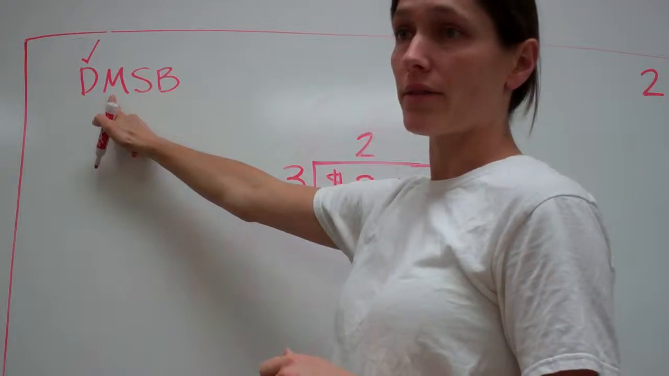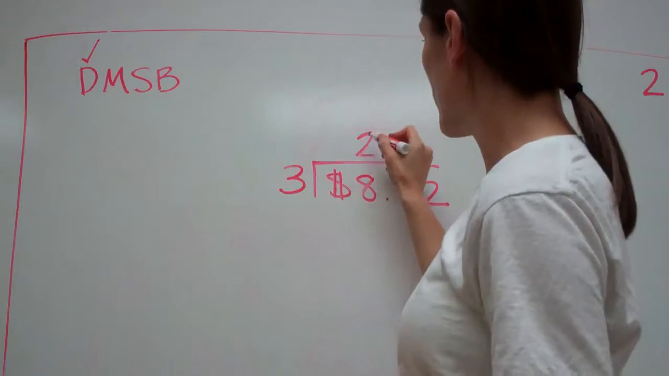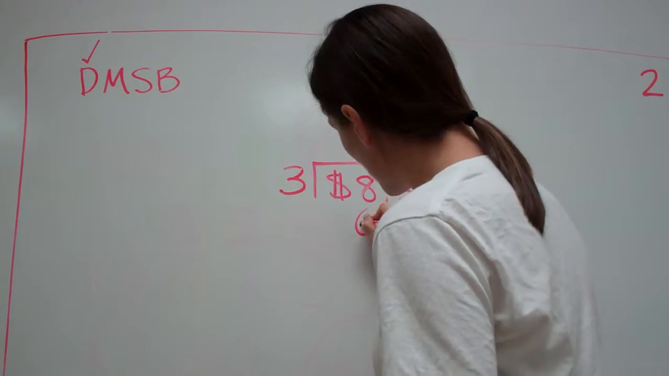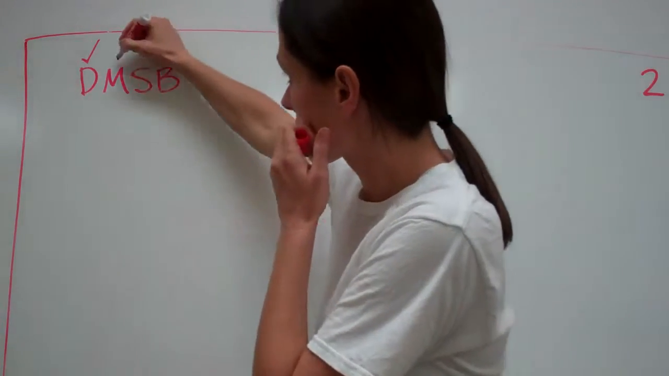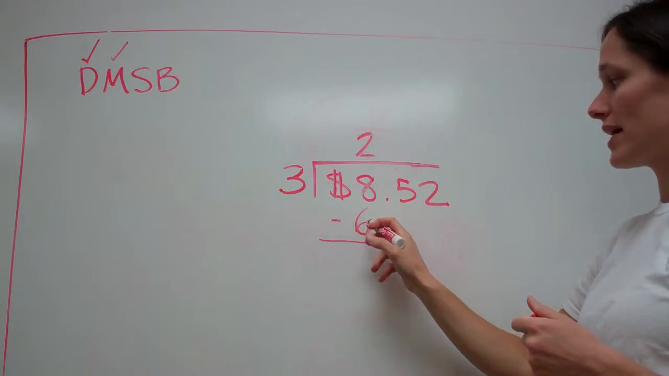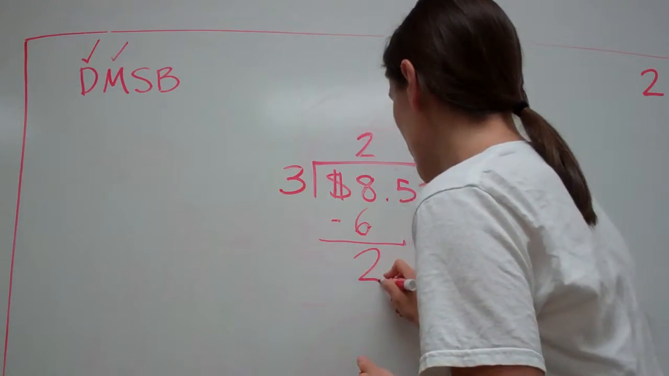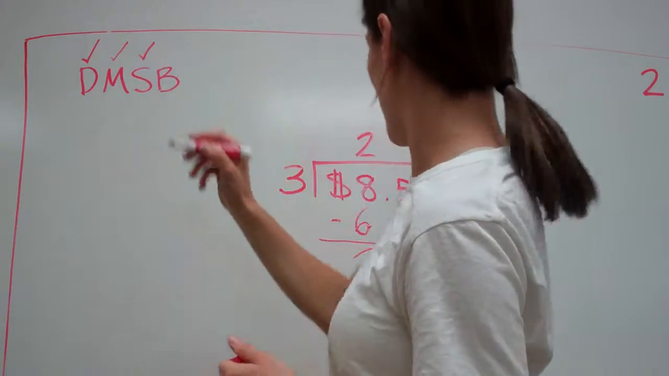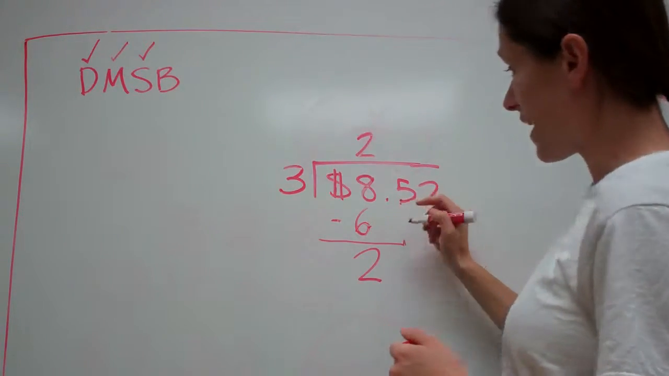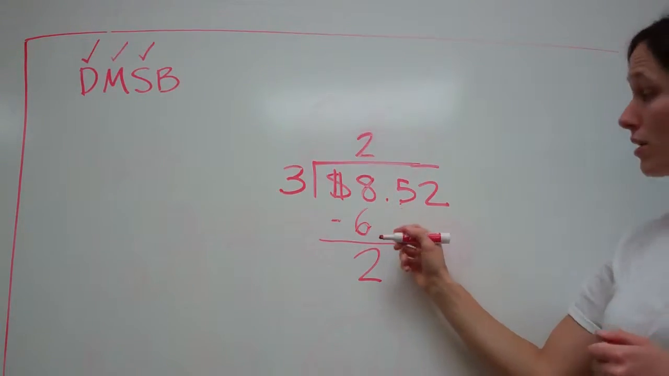Now we're going to multiply. What is 3 times 2? 6. You always write it underneath the 8. Then you subtract. 8 take away 6 and you would get 2. Then we're going to bring down, see that B? We're going to bring down the next number.